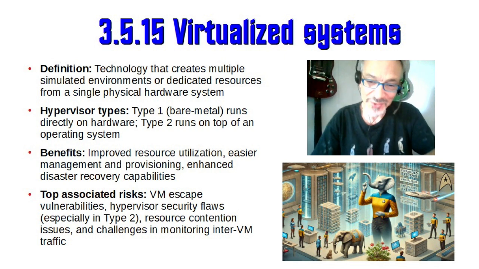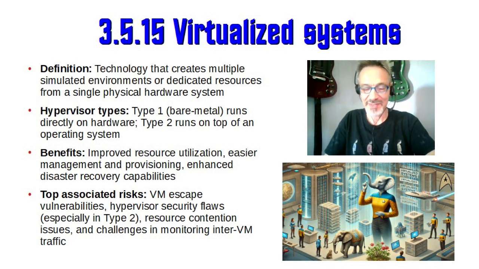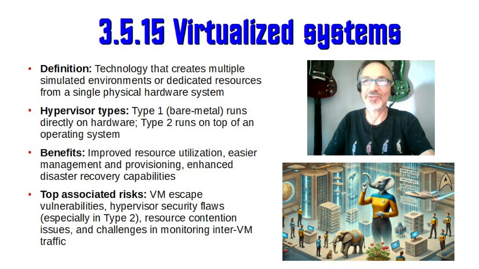Top risks associated that you'll see on your exam: VM escape. That's the biggest risk, where we figure somebody can get out of one virtual machine, and if there's a flaw in the hypervisor, that allows them to break out of that, sometimes called hyperjacking. Other hypervisor security flaws: vulnerabilities in the hypervisor itself, especially critical in type 2 hypervisors because they rely on the other operating system.